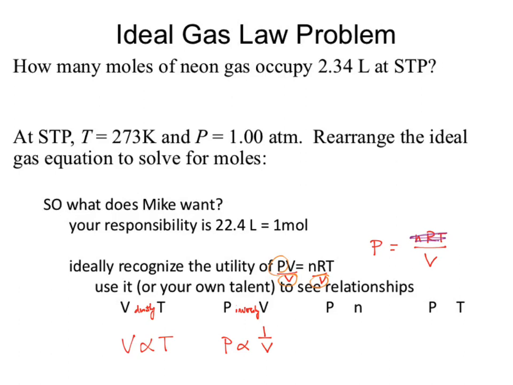That's not very easy to do with a balloon because the instant you breathe into it, the volume is already changing. So some of those relationships are less obvious until you have specialized equipment. You don't have access to the specialized equipment. That's why PV equals nRT can help you see that. Someone already did it for you. You just have to manipulate the equation to see those relationships. Okay?